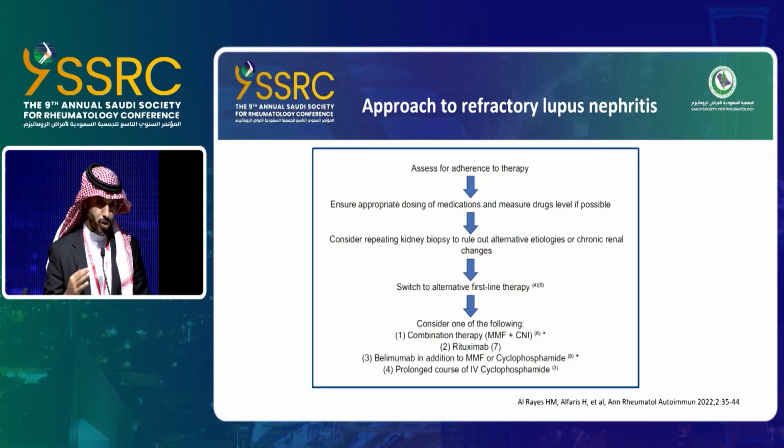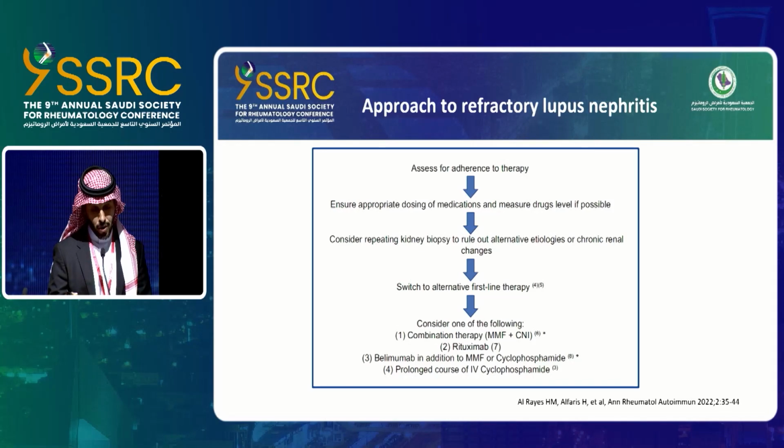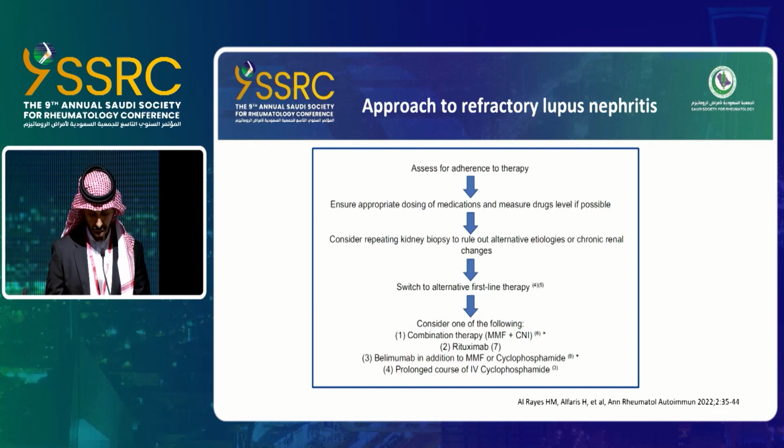For example, if you're not sure whether this proteinuria is more of chronic changes rather than acute, or if you may consider another pathology like microangiopathy, then you may proceed and do a kidney biopsy. As we said, switch the first line from MMF to cyclophosphamide or from cyclophosphamide to MMF, then you consider other medications like multi-target therapy, including voclosporin or belimumab.